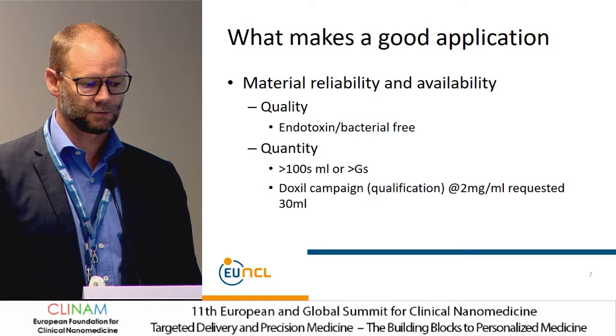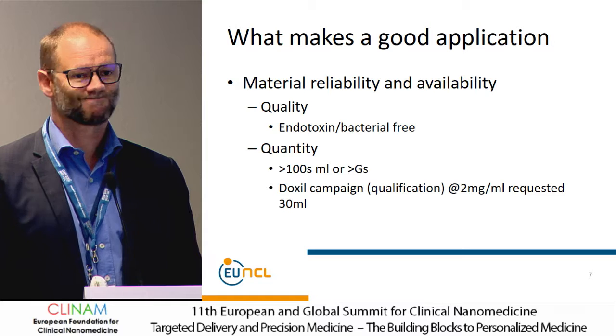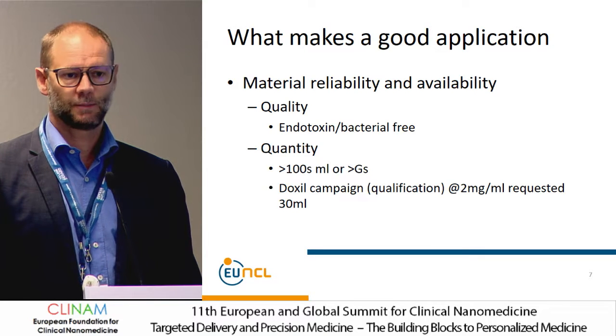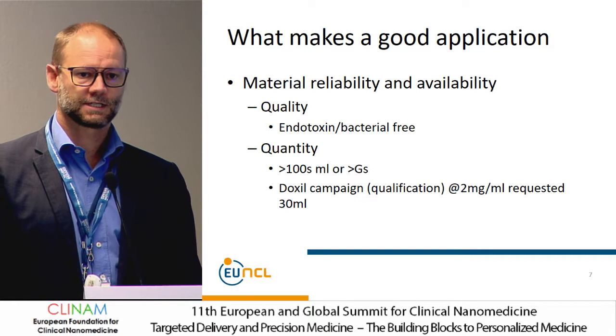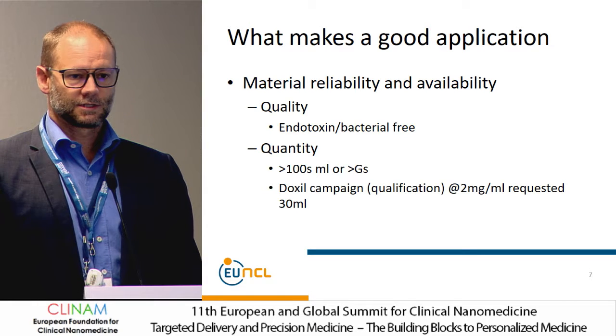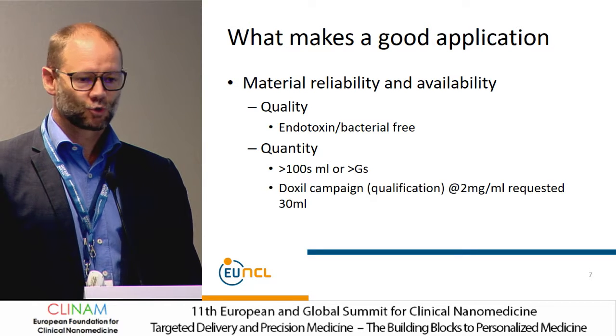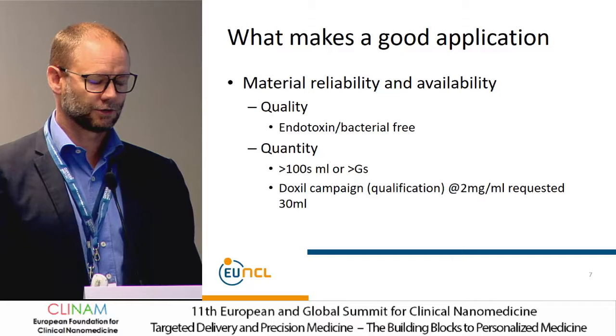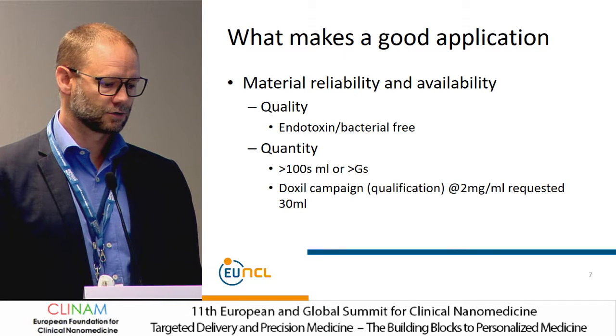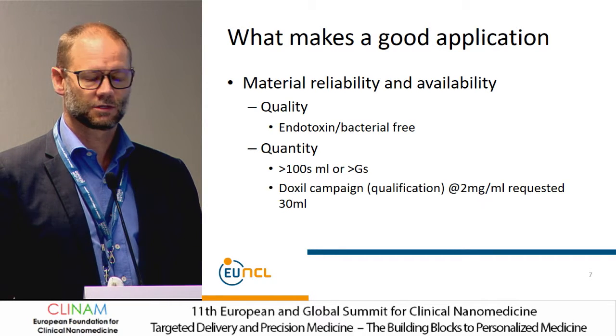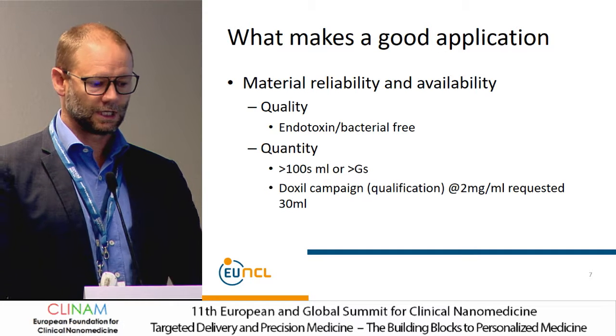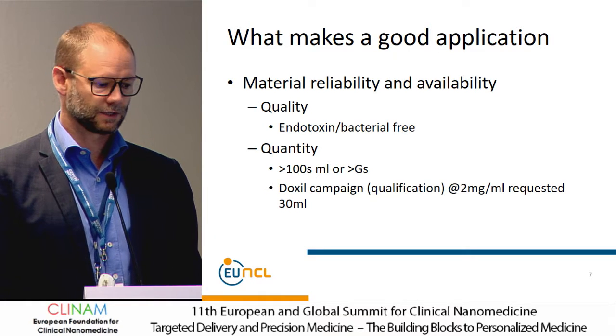Of course, the quality of the material and the quantity. We're asking for large amounts, because we need a single batch to run a full cascade, which represents numbers of assays, and some are consuming quite large amounts of your material. So these are good examples: for the Doxil campaign, which was the qualification, we used 30 milliliters, for example.